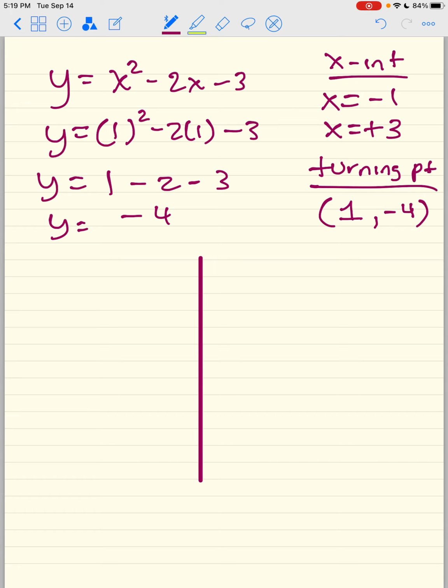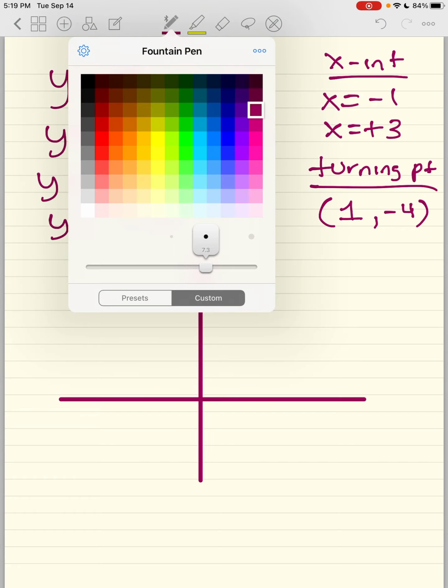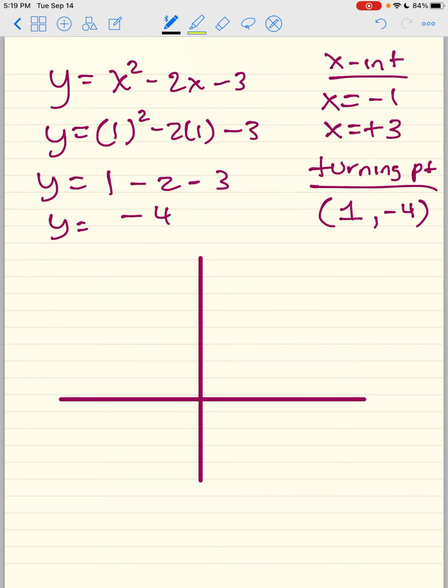Now, I'm just going to quickly graph those points. We know x-intercepts means the y value is 0, okay? And turning point at 1, negative 4. I need to figure out where the y-intercept is because I can't just go like this. I can't just make it connect. You have to figure that part out. But what I want you to see before I start connecting all this stuff is the following.